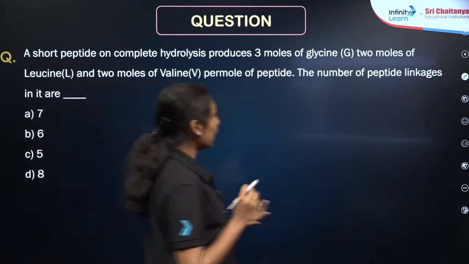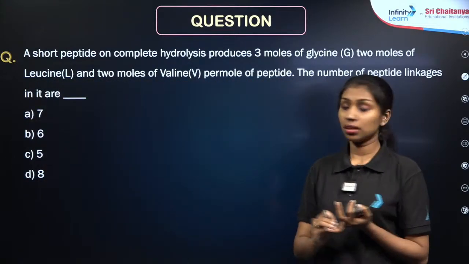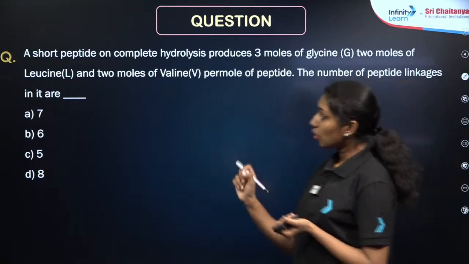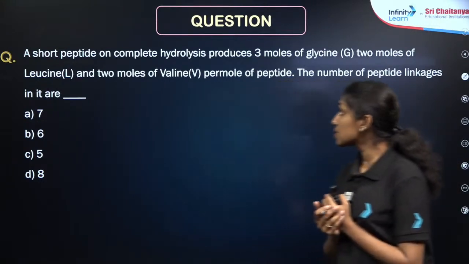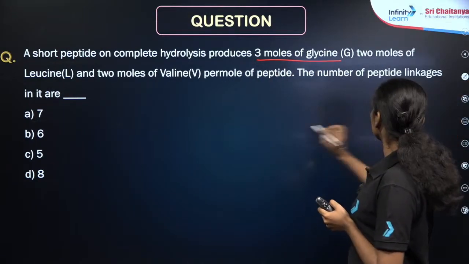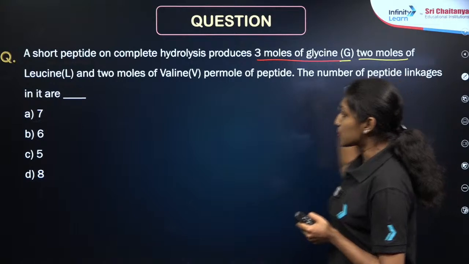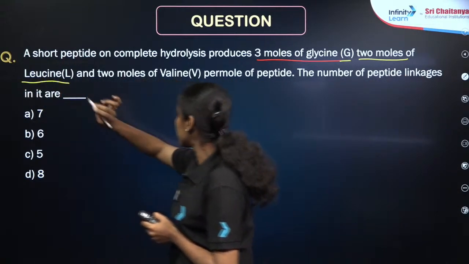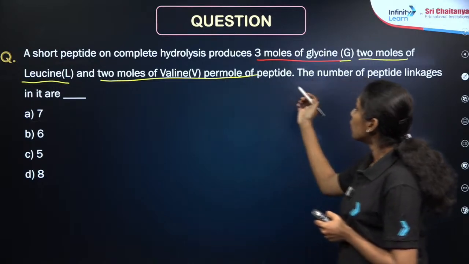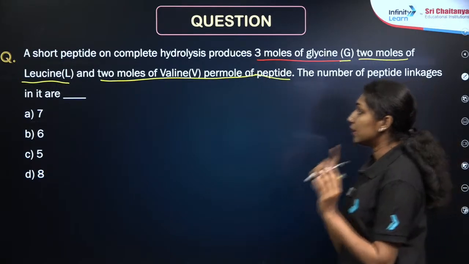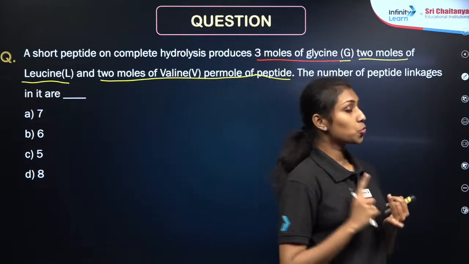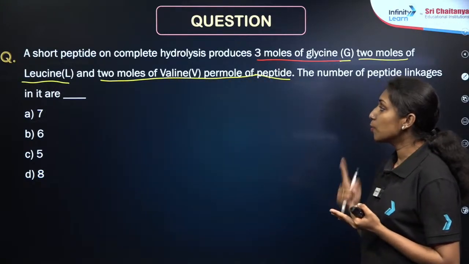Here is the next question, again based on peptide linkages. Okay. The question is based on that. A short peptide on complete hydrolysis produces 3 moles of glycine, 2 moles of leucine, which is again one of the amino acids, right? Then 2 moles of valine per mole of peptide, right? So, whenever peptide bonds are hydrolyzed, it will form 3 moles of glycine, 2 moles of leucine, and 2 moles of valine.